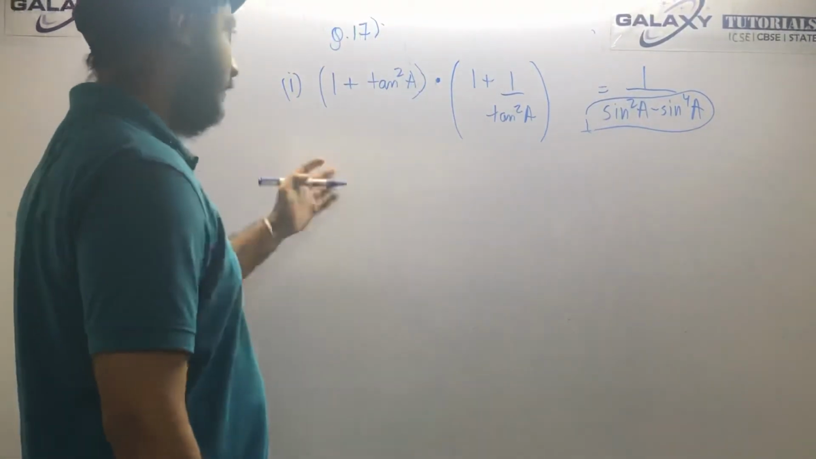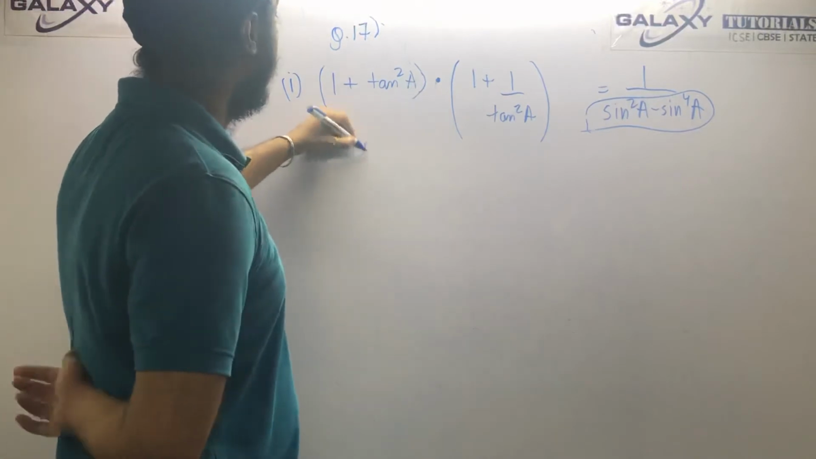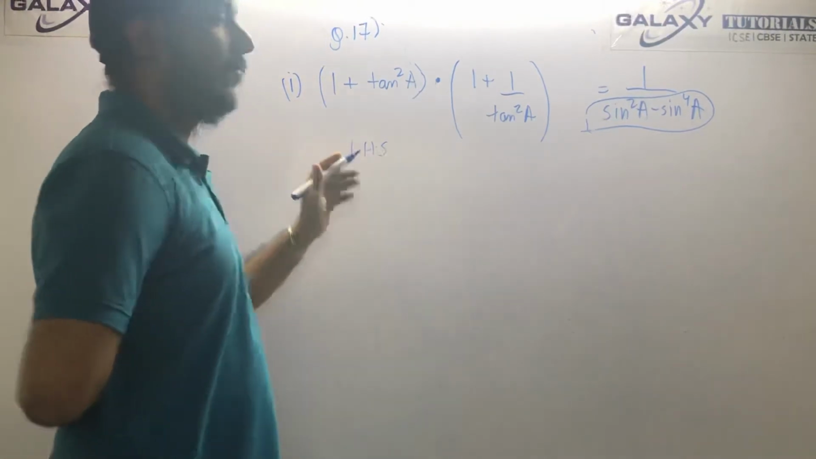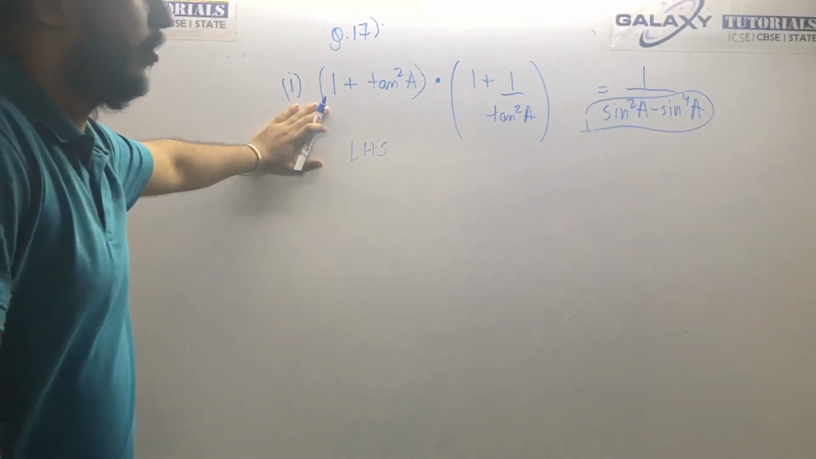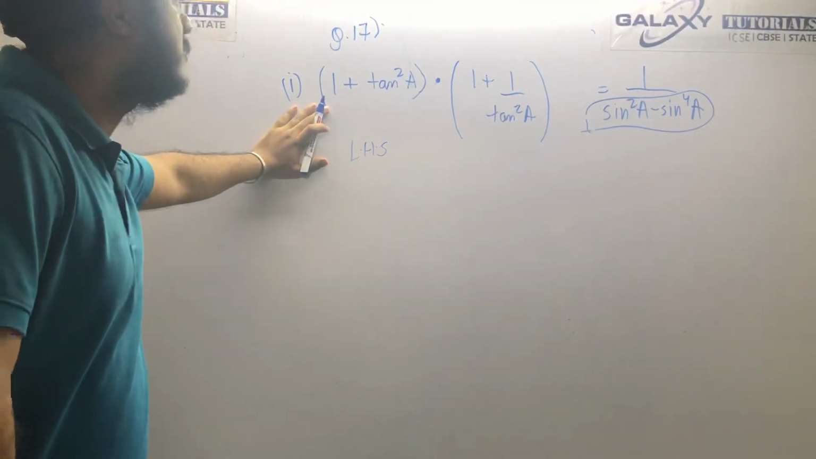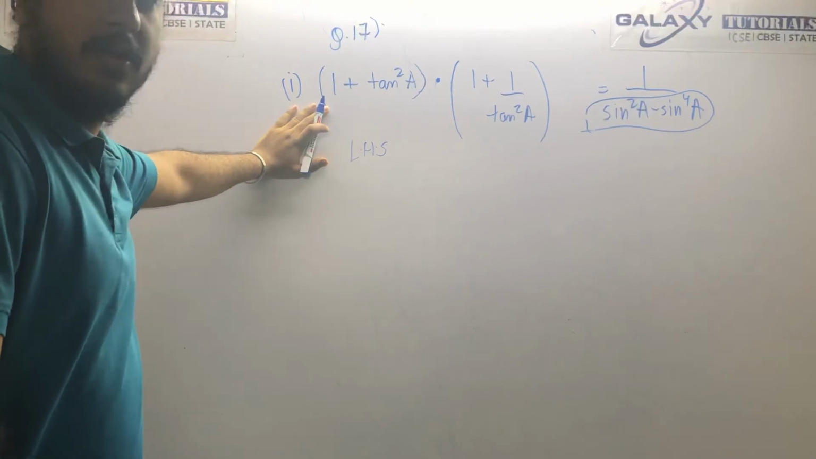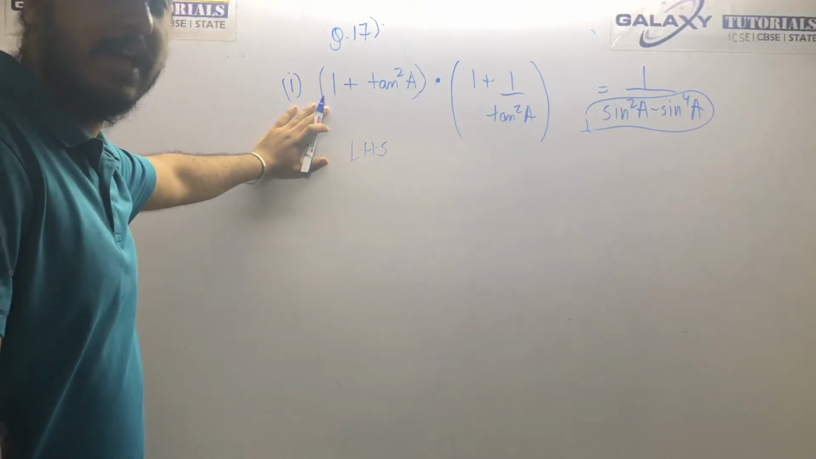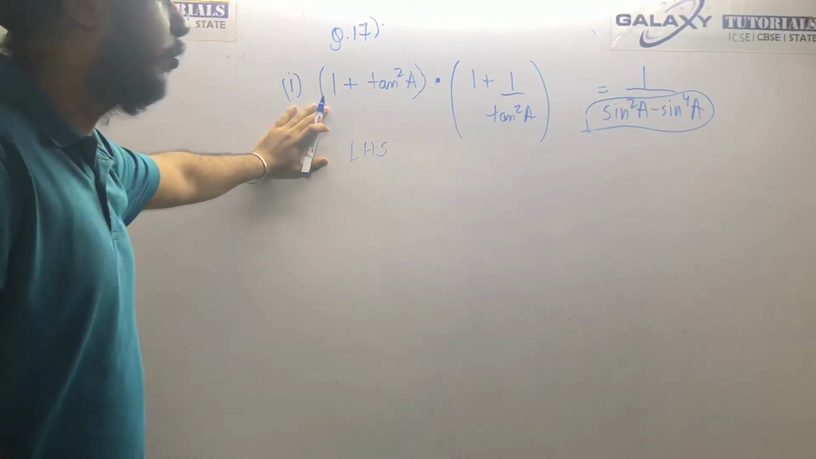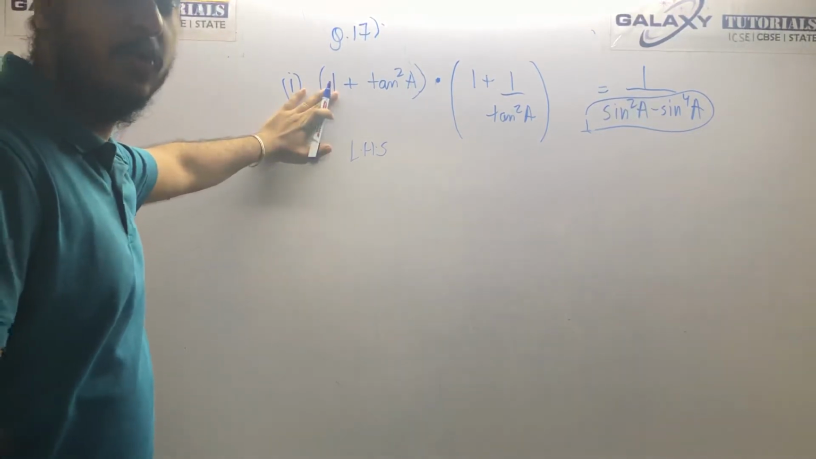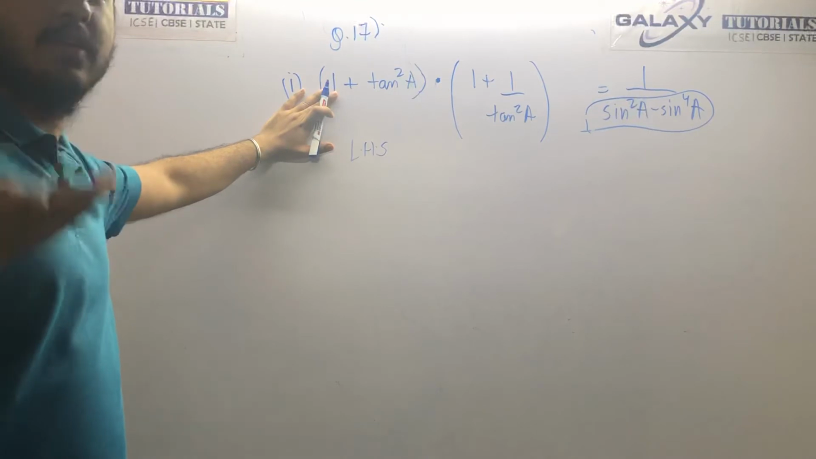So how to proceed in this question? First thing that you will do in most of the trigonometric functions questions like these is convert the trigonometric function. You can see here tan, and on the right side it is sine. So what you have to do, you have to make it sine. So how will you make it? You will convert tan into sine by cos.